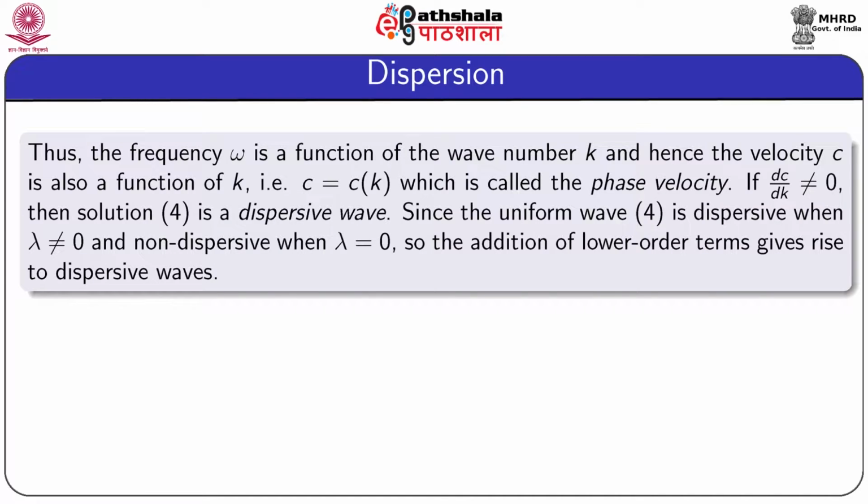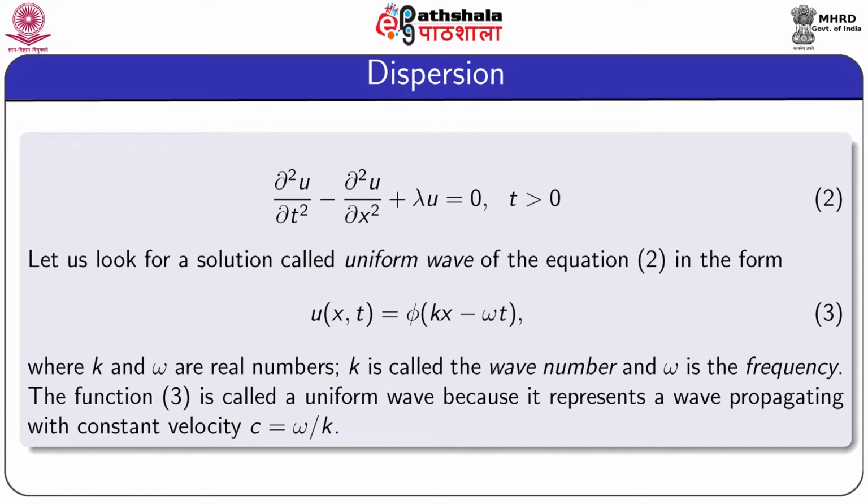Since the uniform wave is dispersive when lambda not equal to 0 and non-dispersive when lambda equals 0, the additional term or the 0th order term in the wave equation gives rise to the dispersive wave. So, we can conclude that in equation 2, the lambda into u term, or the addition of the 0th order term, gives rise to a dispersive wave.